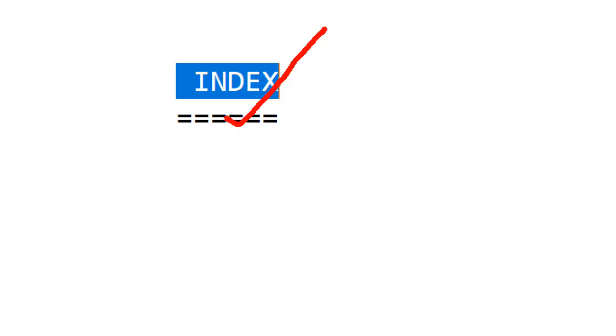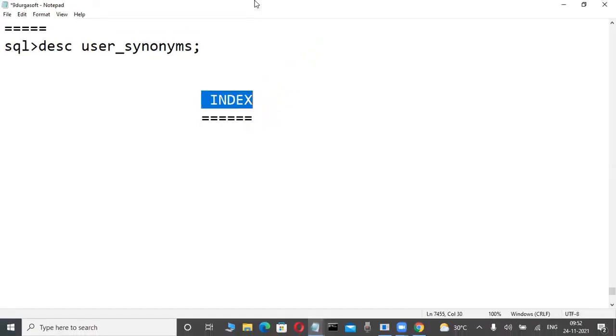Index is a DB object whose purpose is different. A synonym is a DB object, purpose is different. View is a DB object, purpose is different. Sequence is a DB object, purpose is different. Index is different from all other objects because it is created by the database administrator only. You are not creating it. But there is so much to learn: how it works and what happens internally. A very important concept. Write it down quickly first, then I will show the practical.